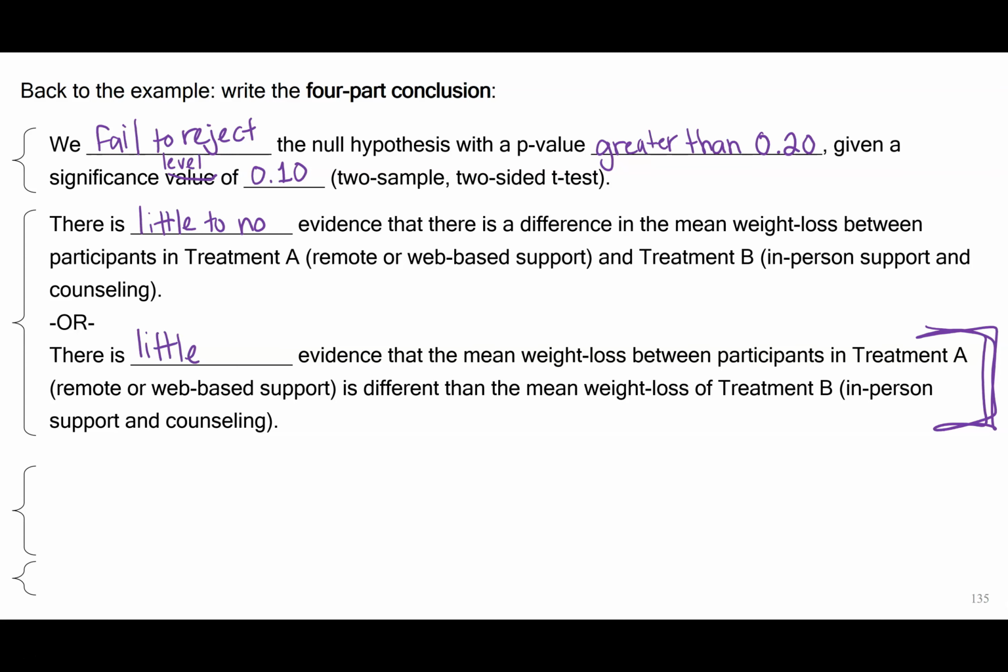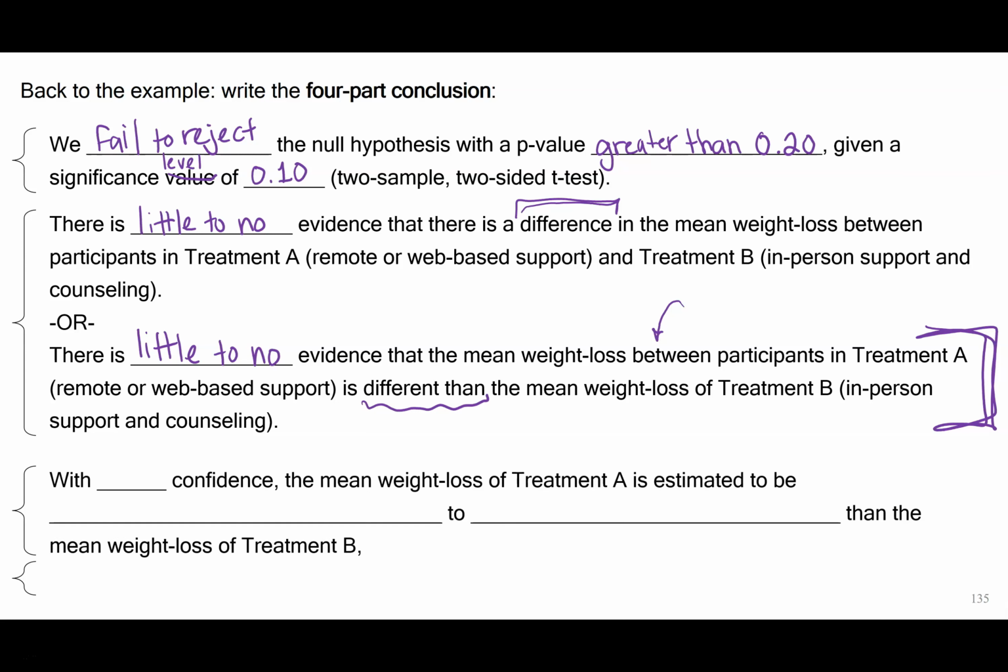So there's little to no evidence that the mean weight loss of the participants in treatment A is different than the mean weight loss of the participants in treatment B. So for different than, I could replace this with greater than or less than in a different scenario. Versus it's harder to just replace the word difference if you have a one-sided test, which we don't, but if you wanted to write it up for a one-sided test, it'd be easier to modify this second way. So then I have to write up my confidence interval.